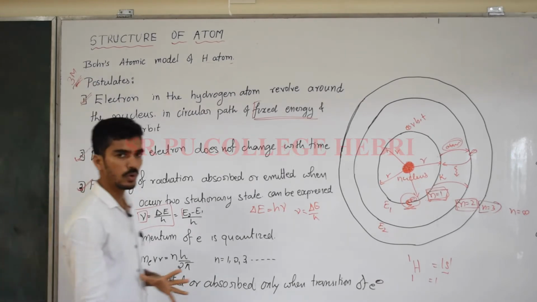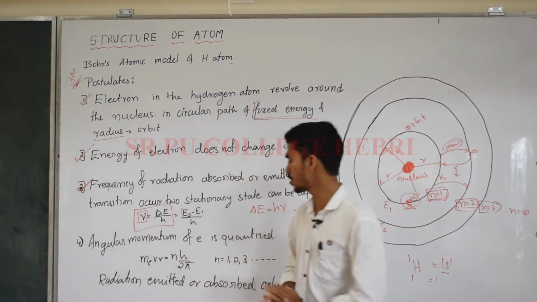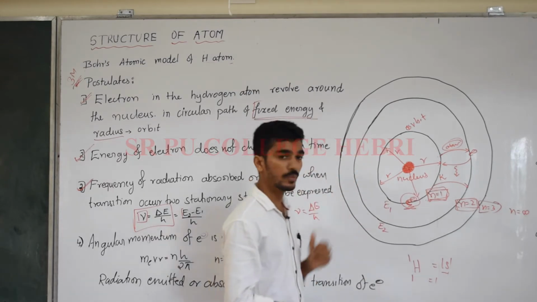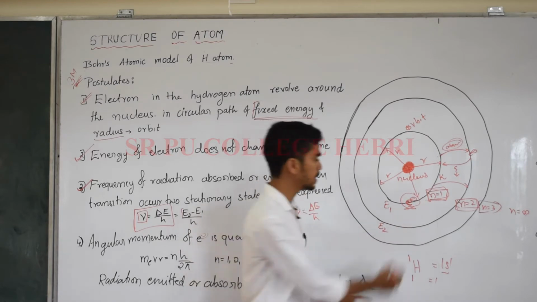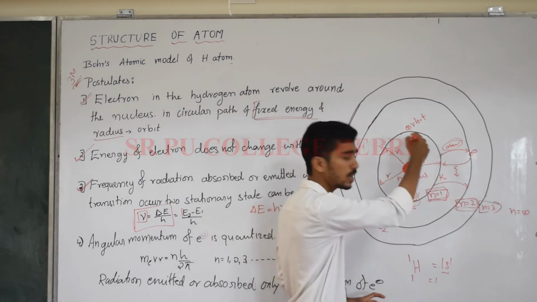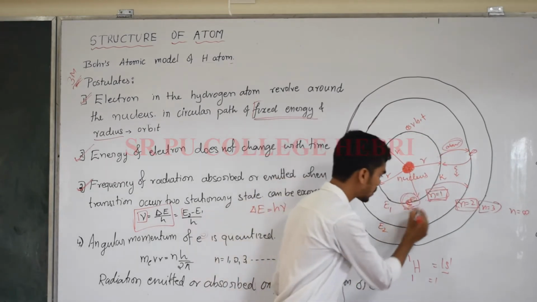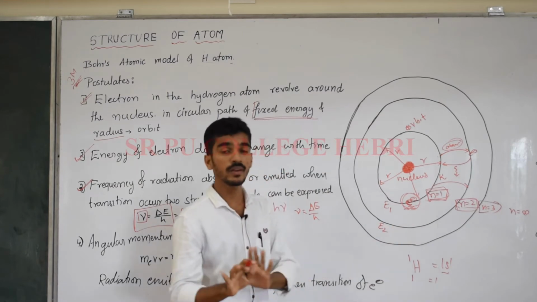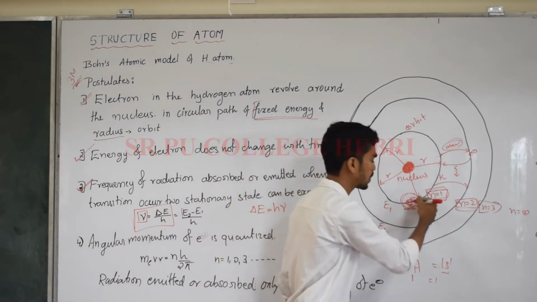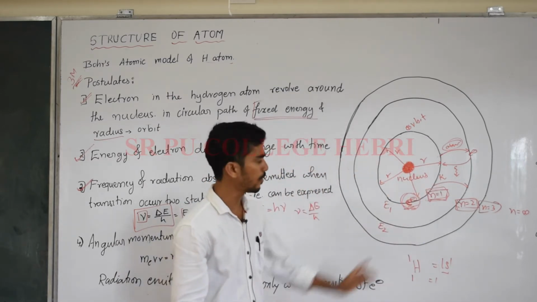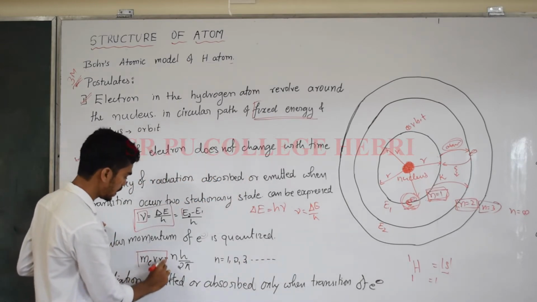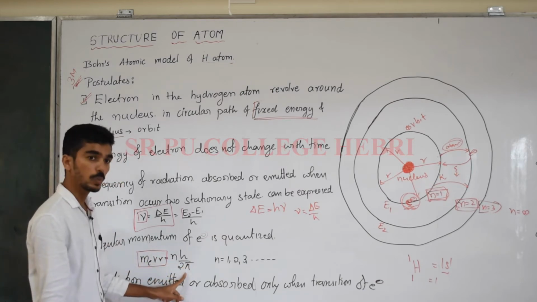Then we move to the important one, the fourth: the angular momentum of the electron is quantized. Here, what is the meaning of angular momentum? As already told in the first postulate, the electron revolves around the nucleus in a circular path. That means it moves around the nucleus, and this electron can exhibit a particular angular momentum that should be quantized. For an orbital electron there should be a fixed value of angular momentum, and that angular momentum can be expressed by m v r equal to n h by 2 pi.